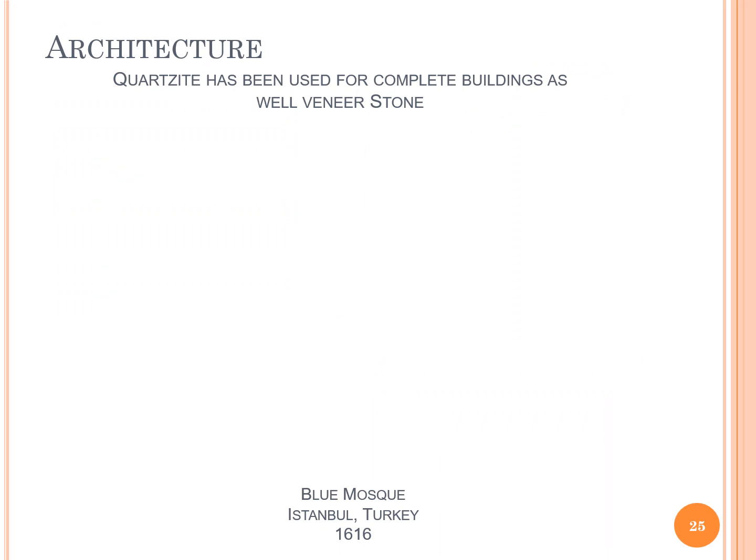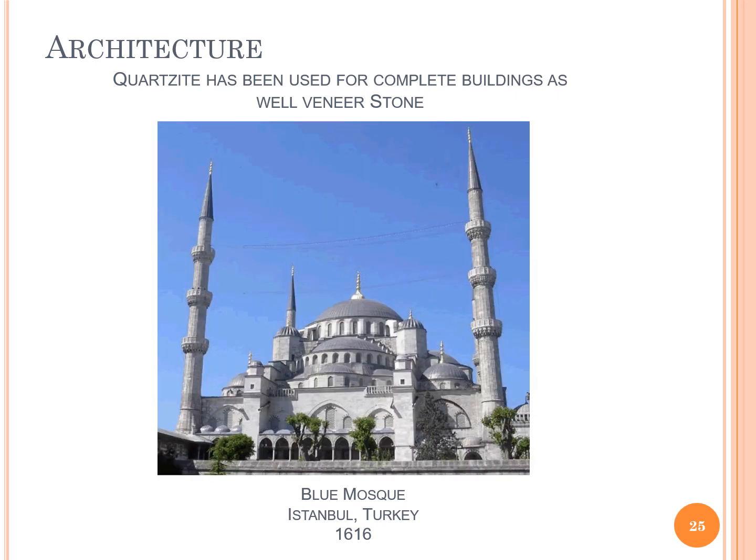Now, what about architecture? Well, quartzite has been used for complete buildings as well as veneer stone. Here is a picture of the Blue Mosque in Istanbul in Turkey, completed in 1616. Although it was difficult to quarry, particularly in those days, its durability and, if you could find the right stone, in this case its blue color, make it a very attractive veneer stone for one of the world's most famous mosques.